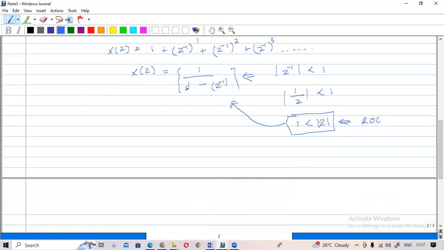It will be like this, okay. It will be like this. So this is the real axis and this is the imaginary axis, okay. Now magnitude of z, okay.